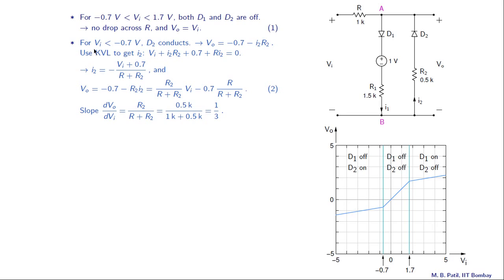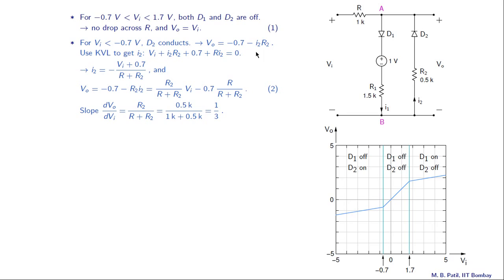Next, let us take Vi less than minus 0.7 volts, and for this range, as we saw in the last slide, D2 conducts, D1 does not conduct. And what is the output voltage in that case? Let us start with this voltage drop, Vb minus Va. So that is I2 R2 plus 0.7. And what is Vo? Vo is just negative of that. So Vo is minus 0.7 minus I2 R2.